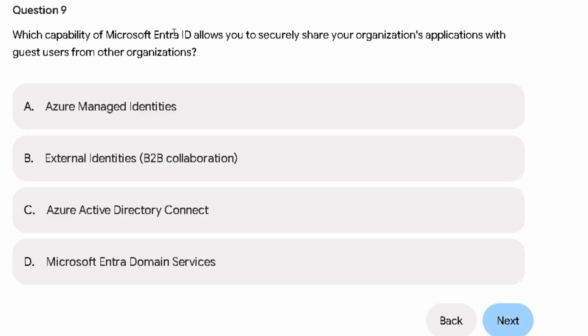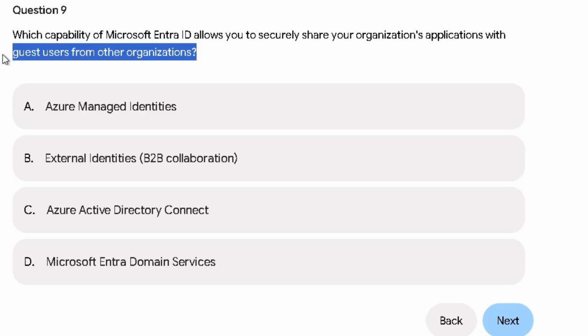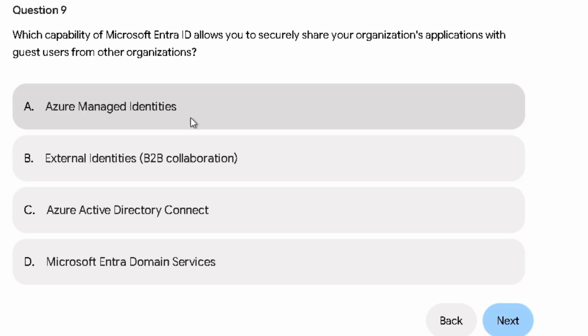Question number 9. Which capability of Microsoft Entra ID allows you to securely share your organization's applications with guest users from their other organization? Keyword right here, guys: guest users from other organization. And that is going to be, let's see what we have. We have Azure Managed Identities. That's not going to be it. We have external identities, business to business collaboration. That is going to be the answer, but let's keep seeing.